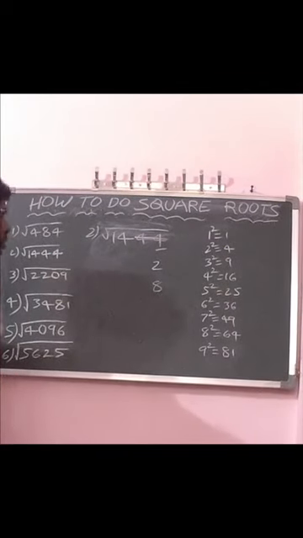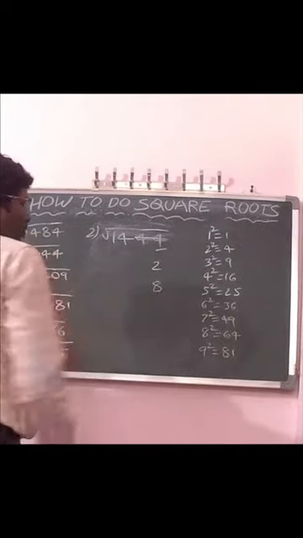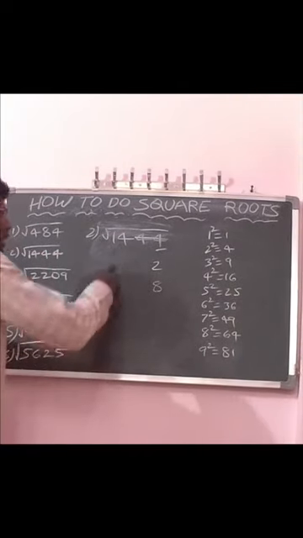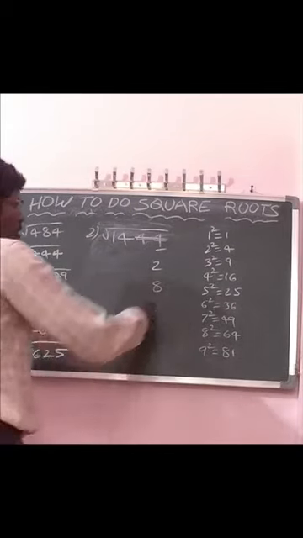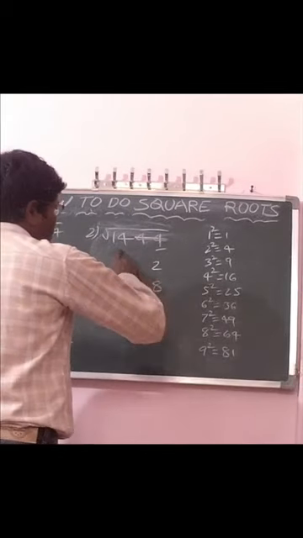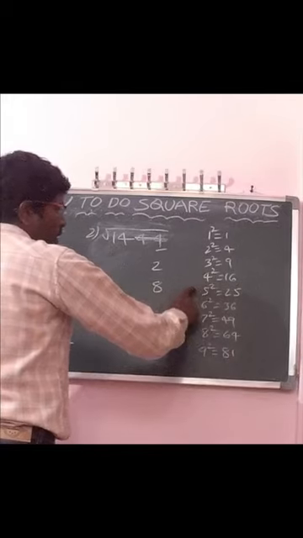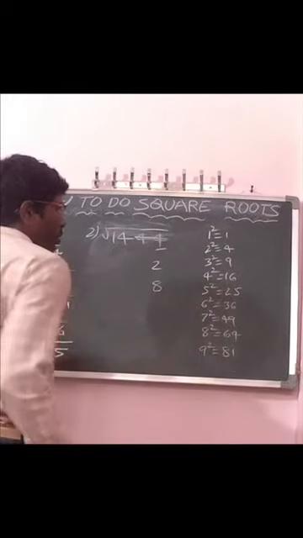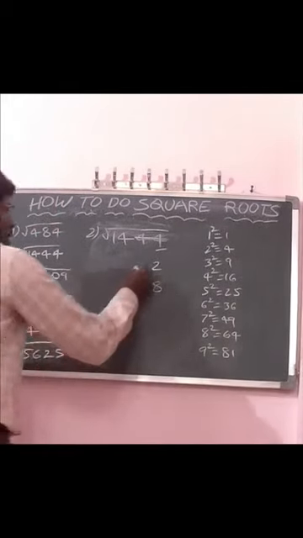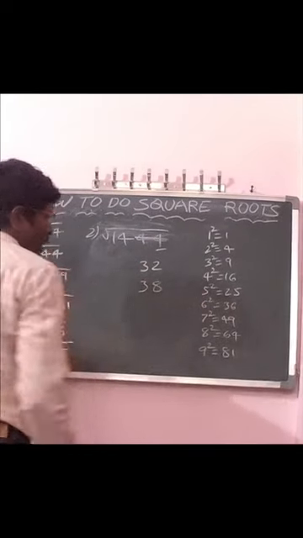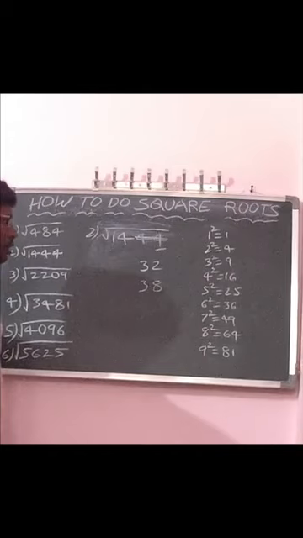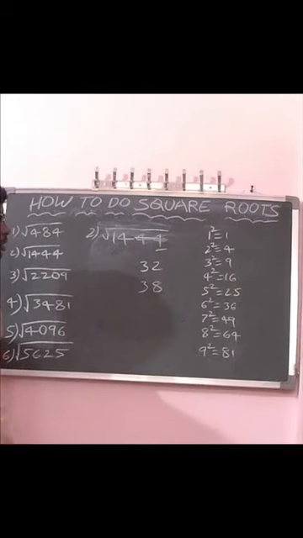In the second step, now we can take the square number less than or equal to 14. The square number less than or equal to 14 is 3 square is equal to 9. So now we can take 3, 32 or 38. 32 or 38 is the answer.